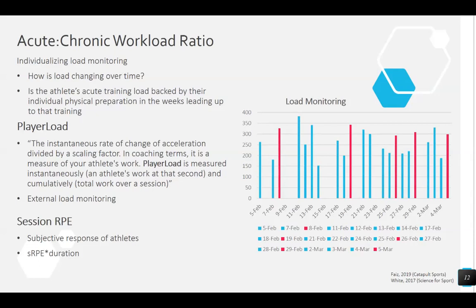Other ways to do it though, session RPE, right? It has a little bit more of a subjective nature to it, and these two things can be used concomitantly. You can have the session RPE multiplied by the duration of the session, and you could also use the player load monitoring at the same time, because the objective and subjective might not match 100%. There might be athletes who are feeling a lot more fatigue and they just do what they have to do, but their session RPE is going to be a whole lot higher than maybe we want it, especially if we're moving towards a game setting.